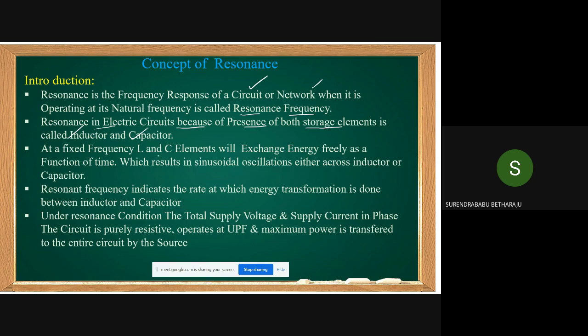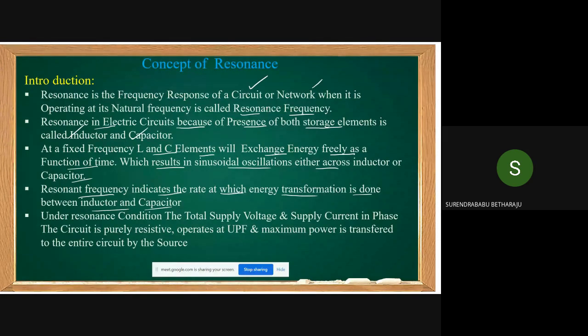At a fixed frequency, L and C elements will exchange energy freely as a function of time. At a particular frequency, these L and C elements exchange energy as a function of time, which results in sinusoidal oscillations either across the inductor or capacitor. That is the resonance condition. And the resonant frequency indicates the rate at which energy transformation is done between the inductor and capacitor.